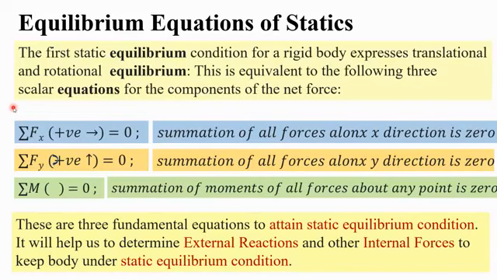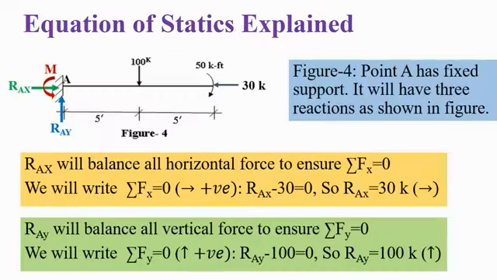The couple explained, moment explained, and these are the fundamental equations at any static equilibrium. What is static equilibrium? In static equilibrium, a body will not move, because the body will remain static. It will not move right, it will not move up and down, it will not move in any direction, and it will also not rotate. So that is the condition of static equilibrium. It will help us to determine external reactions and other internal forces to keep the body under static equilibrium condition. So I believe we have understood what static equilibrium is.